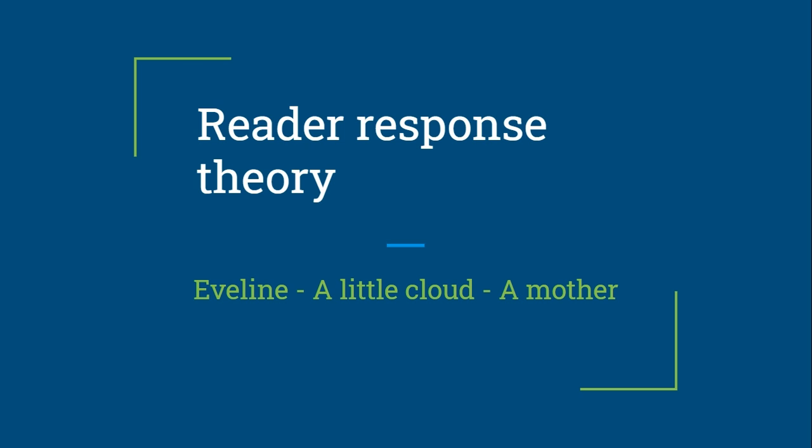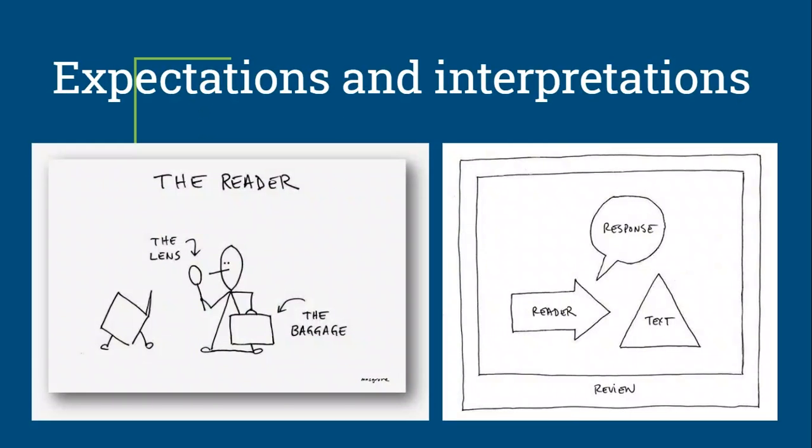Let's be clear about the important role that the reader has in this theory. The reader is the one who has this conversation with the text. The text gives some expectations to the reader, but the interpretations are going to be the response of the reader in front of the text. That's why the reader is so important.